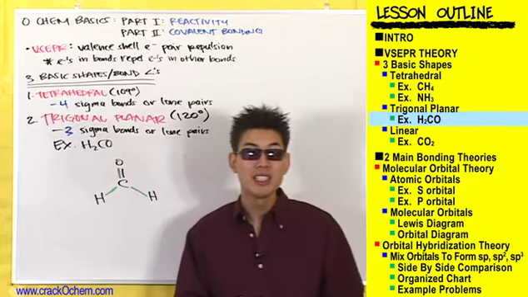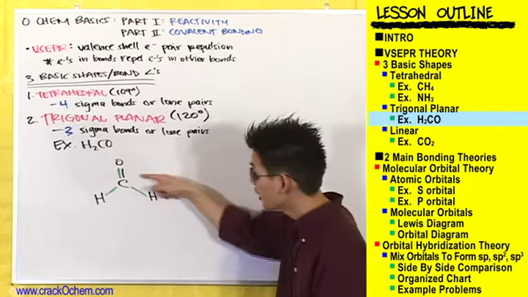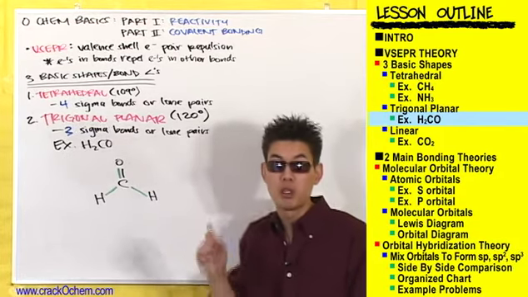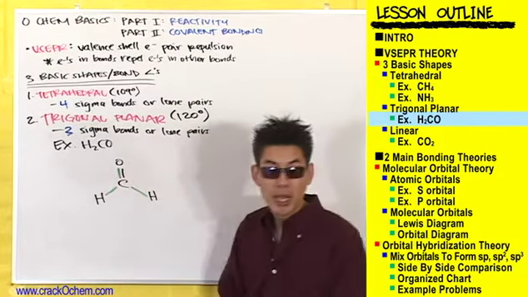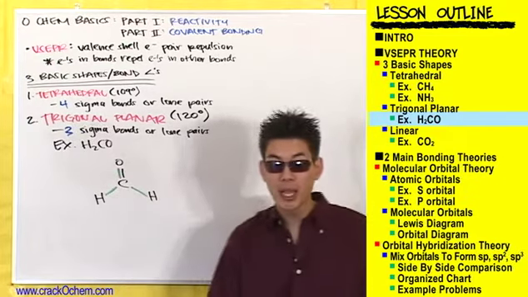But hey, I want to make one thing clear to you. When you look at a double bond like this, a double bond is made out of one sigma bond that you see in green and one pi bond that you see in black right here, okay?